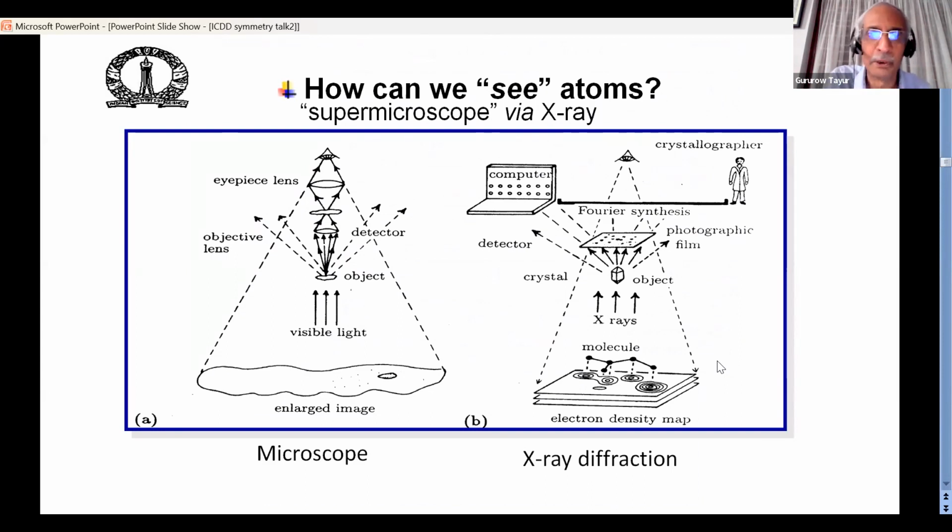And this is a wonderful book and a very simple book for the beginners. And this tells us how we can see atoms. So it is an analogy with the microscope. When we have a microscope, we have visible light which falls on the object. The object scatters light in all possible directions. And we have the objective lens, which focuses the image of the object. And this image of the object now through the eyepiece lens gets expanded, and we therefore get an enlarged image.